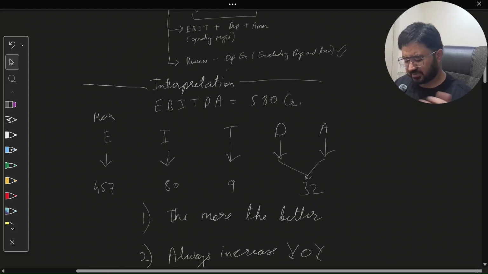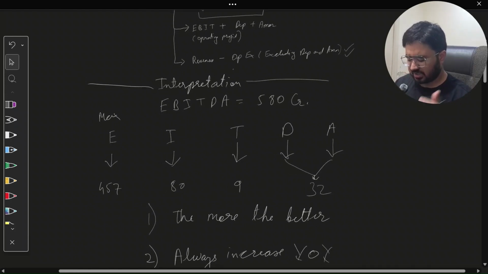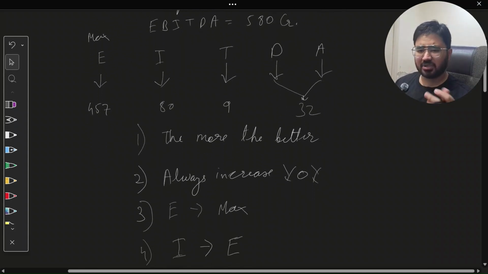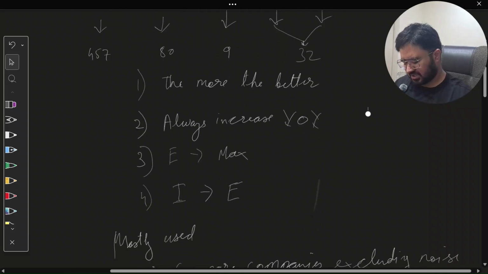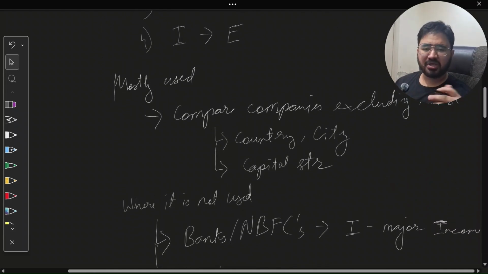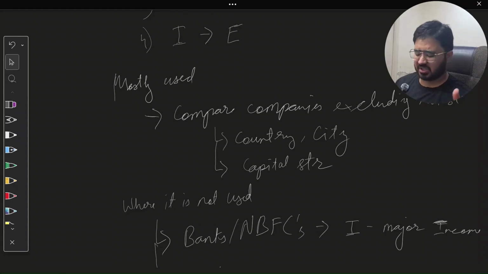We have seen the interpretation part, how to interpret it. Of course, the more the better. Always it should be in an increasing manner. Earnings should be the major portion of the EBITDA, right? It is mostly used to compare companies by separating the noise about in which city they operate, in which country they operate, or what the capital structure is all about. And it also excludes the accounting gimmicks and all.